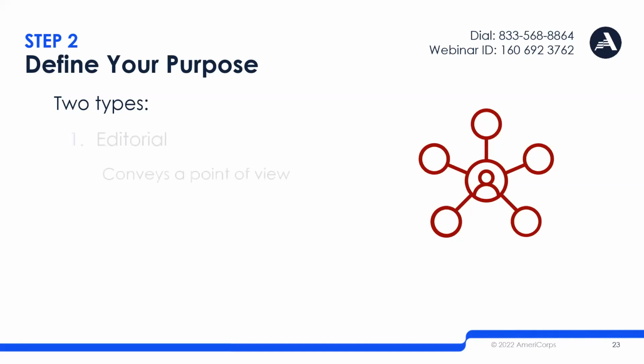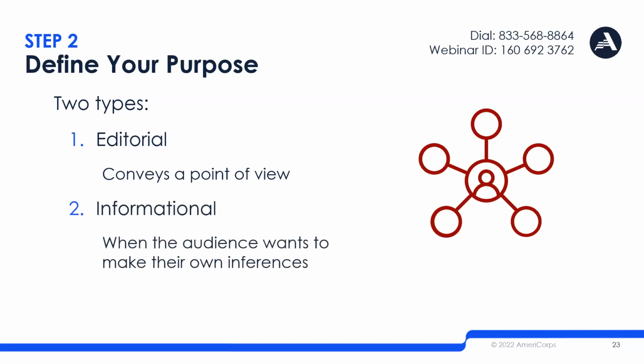One has an editorial purpose, where you're conveying a point of view. You're drawing attention to some aspect of the data. Then there are visualizations where the purpose is really information, which is when the audience wants to make their own inferences. In this case, you tend to include a lot more information. You may even have something like an interactive dashboard that allows people to play with the data and find what interests them. You tend to use much more neutral language and let people make judgments about what they find meaningful or interesting.